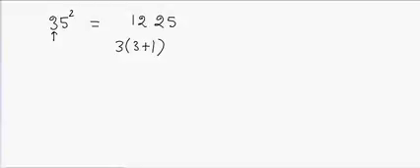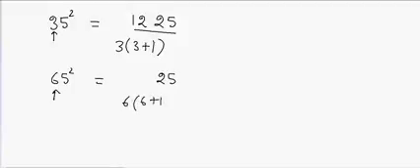So the answer is 1225. Another example, if I have 65 squared, in that case I have to write 25, and then I'll take 6 and multiply 6 by 6 plus 1, that is 7. 7 times 6 is 42, so the answer is 4225. So how does this trick work? Let's look into that.